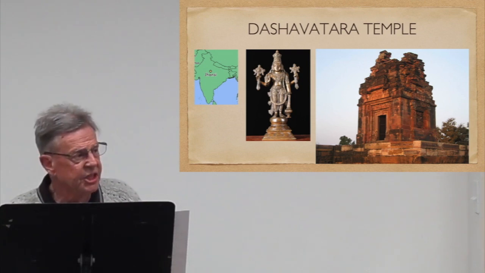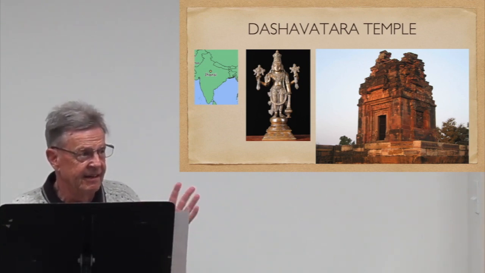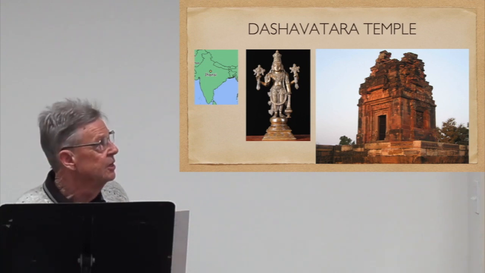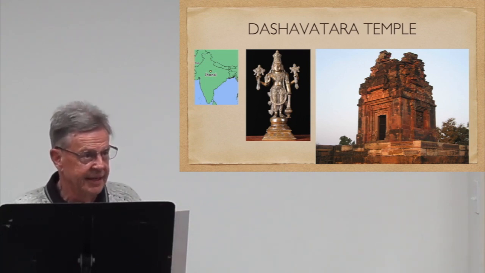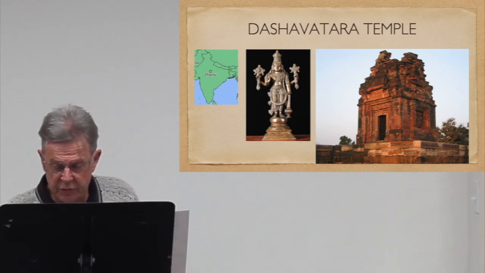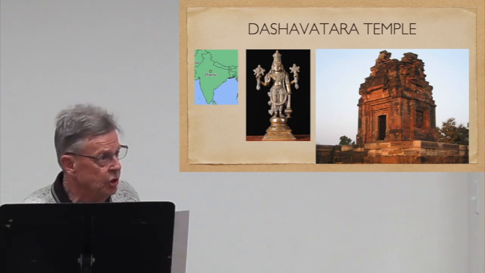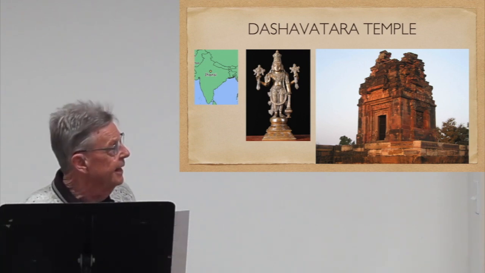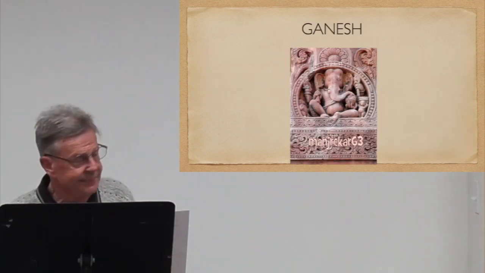It's known as the Dash Avatar Temple. Dash means 10. Avatars are the incarnations of Vishnu, like Krishna's an avatar, Rama's an avatar. So this is a temple to the 10 avatars. And it dates back to the 6th century CE. So it's not much in use, actually, but it is still standing. And it has some magnificent sculpture associated with it.